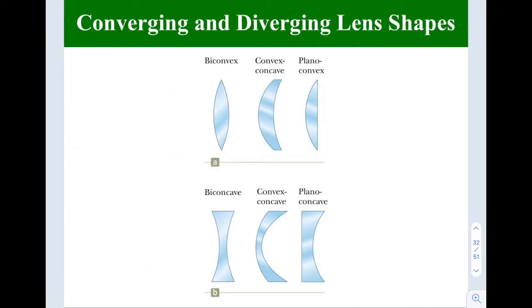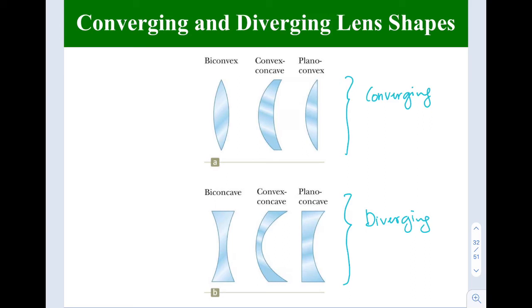Talking about converging and diverging lenses, this is the shape of the lens. For figure A here, this is a converging lens, and this one is a diverging lens. Normally, a diverging lens has a negative focal length and is thickest at the edge.